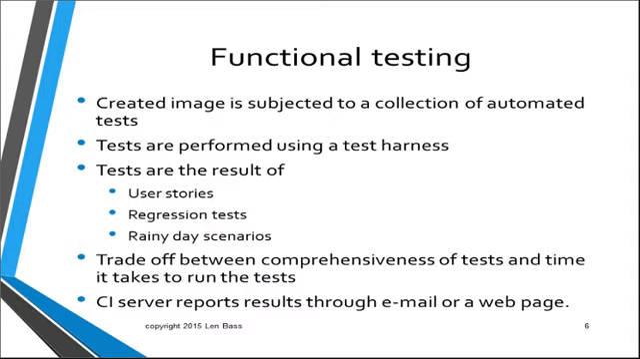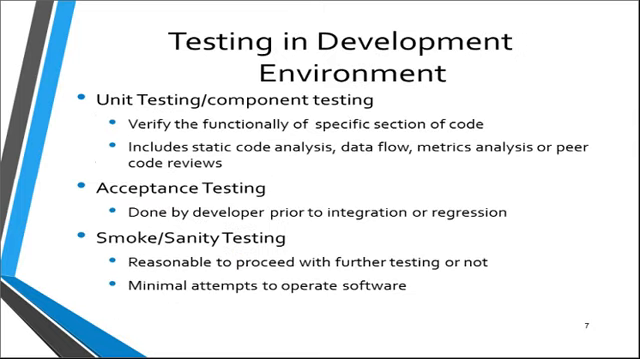Once the build has been successful, it gets tested. There are a collection of automated tests, and those are performed using the test harness as we discussed before. The tests can come from user stories, or they can be regression tests, or they can be rainy day scenarios. There's a trade-off between the comprehensiveness of the tests and the time it takes to run them. Then the results of the tests are reported either through email or a web page.